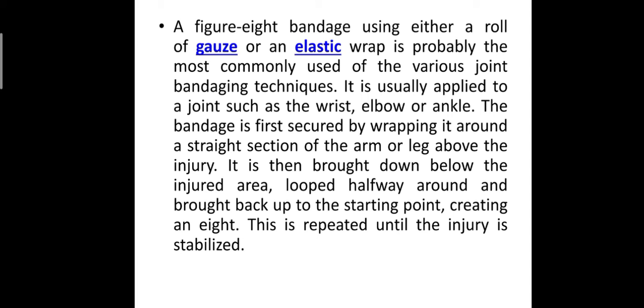Gauze pad may be used to stop heavy bleeding. A figure 8 bandage using either a roll of gauze or an elastic wrap is probably the most commonly used of the various joint bandaging techniques. It is usually applied to a joint such as the wrist, elbow or ankle. The bandage is first secured by wrapping it around a straight section of the arm or leg above the injury. It is then brought down below the injured area, looped halfway around and brought back up to a starting point, creating an 8. This is repeated until the injury is stabilized.